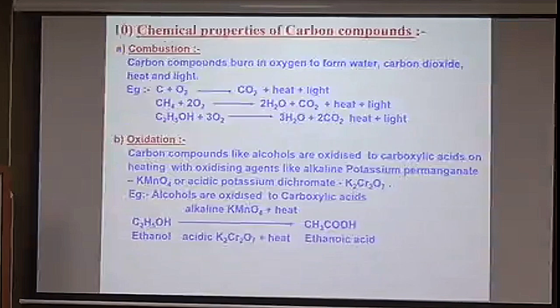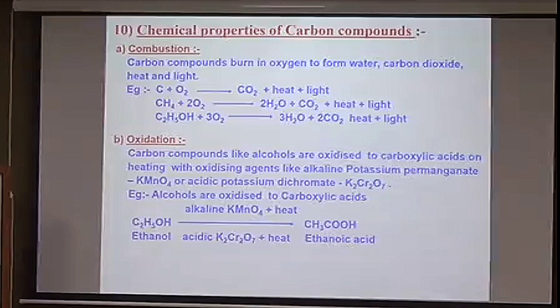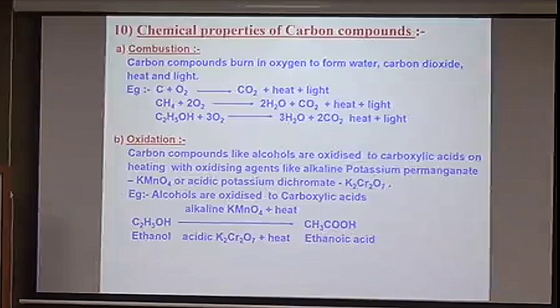Now we come to the chemical properties of carbon compounds. The first one is combustion, that is complete oxidation. Whenever a carbon compound, especially a hydrocarbon, burns in air, it combines with oxygen. Carbon gets oxidized to carbon dioxide, hydrogen gets oxidized to water, and a large amount of heat is given out. That is the reason that carbon compounds are used as fuel, because when they burn, they produce a large quantity of heat.